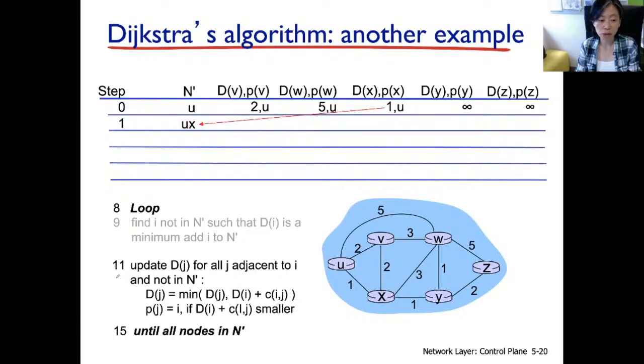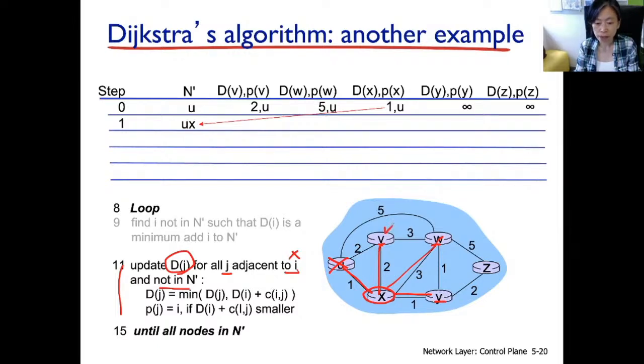And then we move on to the second step in the looping phase, which is to update the minimum distance to these j's that are adjacent to i, which is x in this iteration, and not yet in N prime. So let's find out the j first. X here is the i. So u, v, w, y are nodes adjacent to x, but u is already in N prime, so we'll discount u. So we just need to walk through v, w, and y and update the distance to v, w, y.